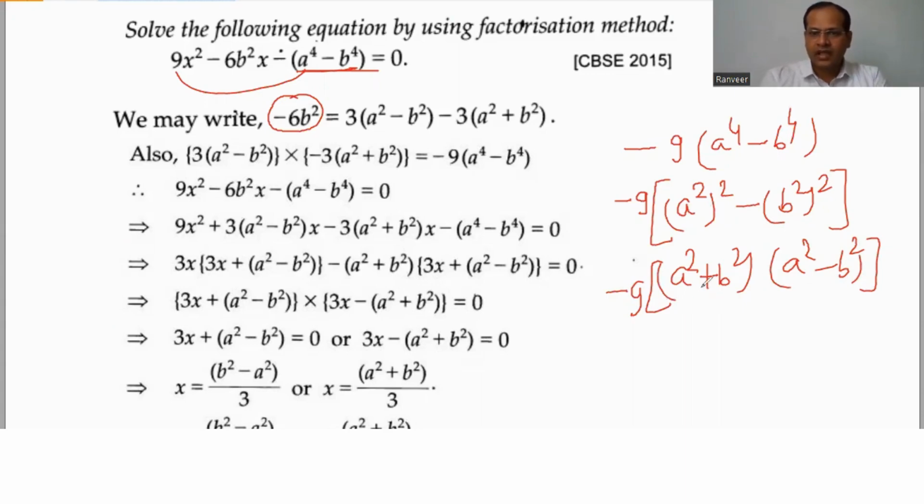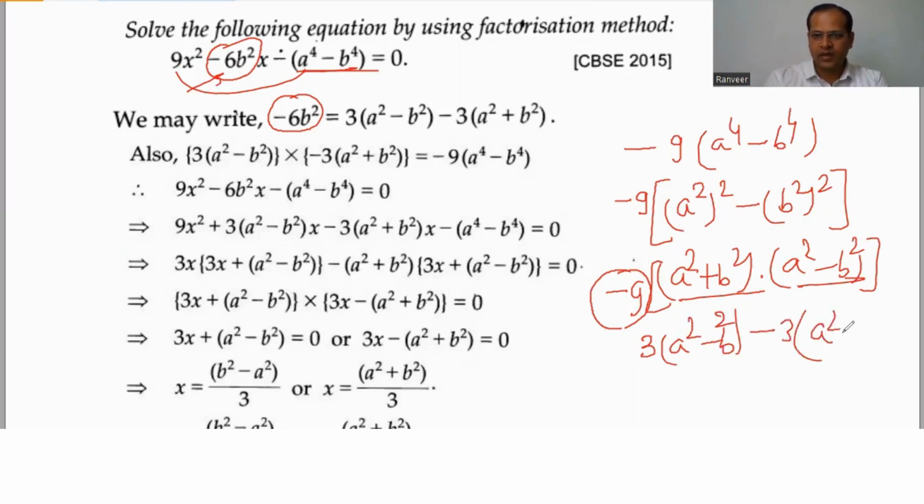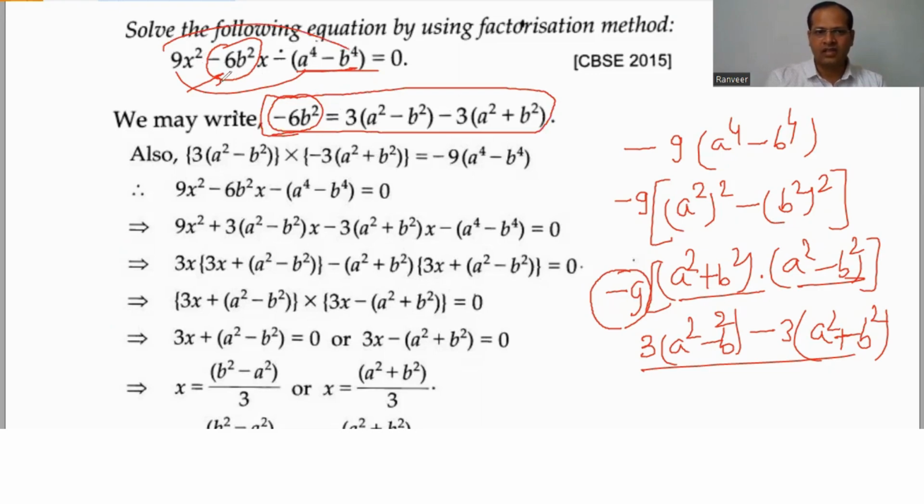Now when the term is like this, how can we write it so that we will get minus 6b square? First you have to focus on this. Here this is minus 9a square, this is in the product format right now. So if we write here 3a square minus b square minus 3a square plus b square, here you have to apply a little bit of common sense. So definitely this becomes minus 6b square. So you only have to focus on how to write this product term into this minus 6b square.